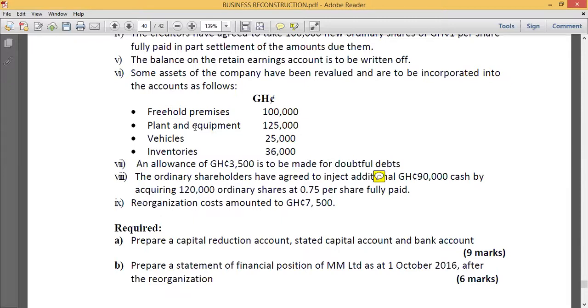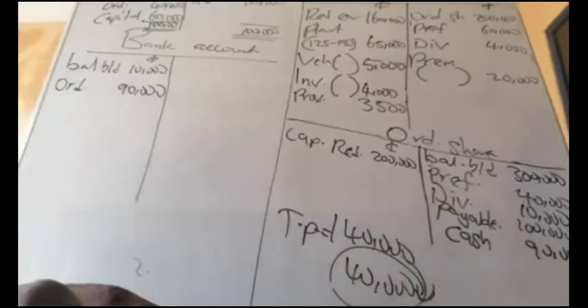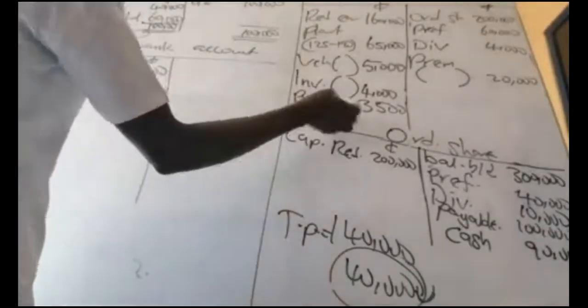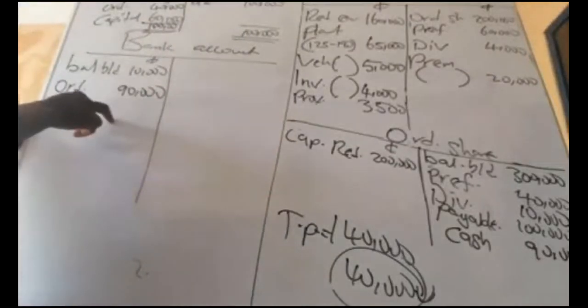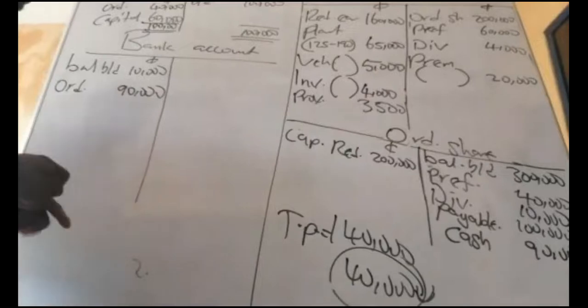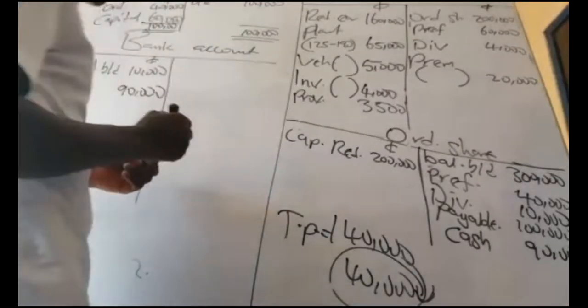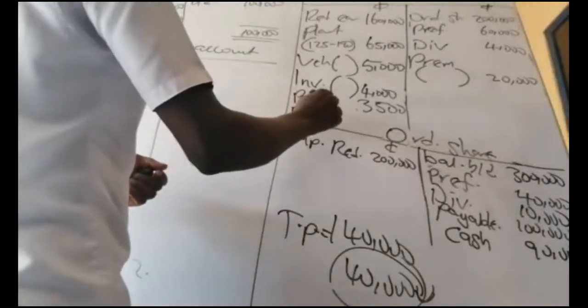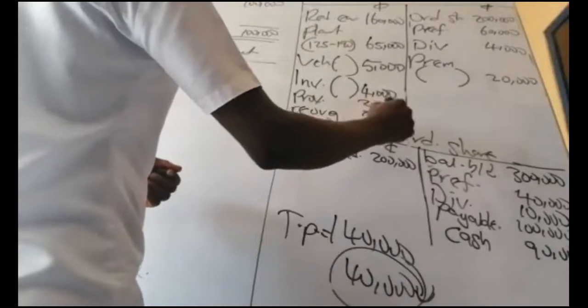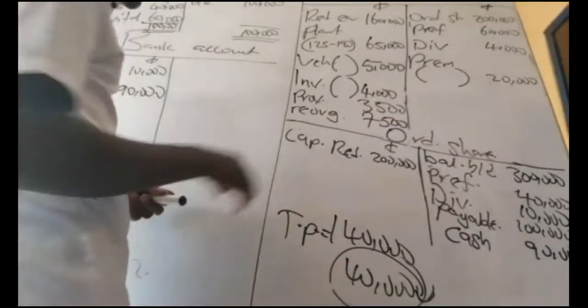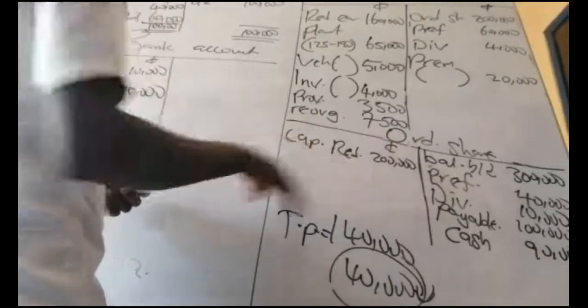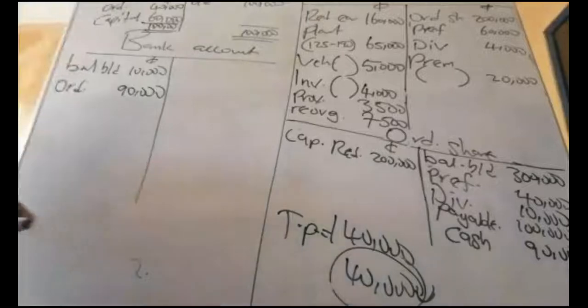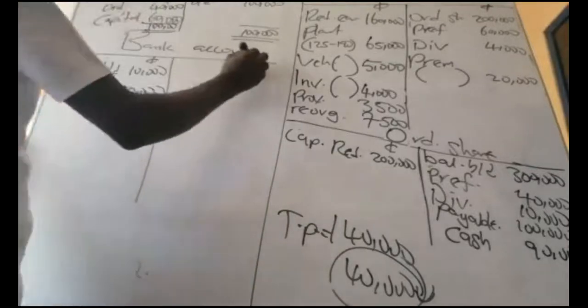Good. Reorganization costs amounted to 7,500. So where are you going to place it? Reorganization cost will come in the capital reduction and in the bank account, because they will pay. Yes, they will pay. So you put it here, reorganization cost, 7,500. Now we are done. That's the last note. We are done for the day.